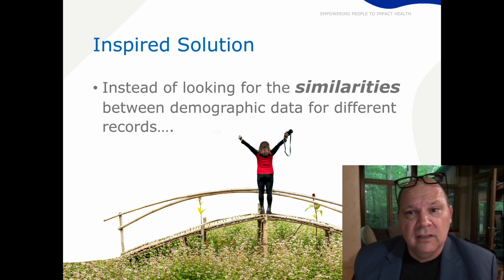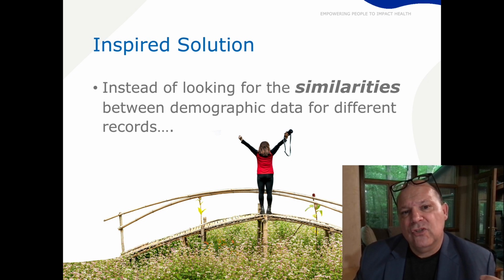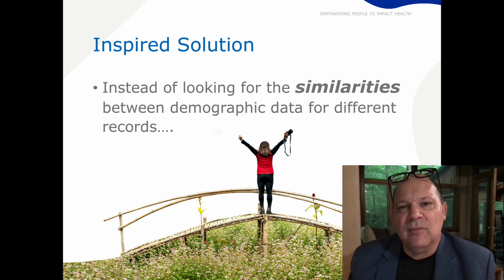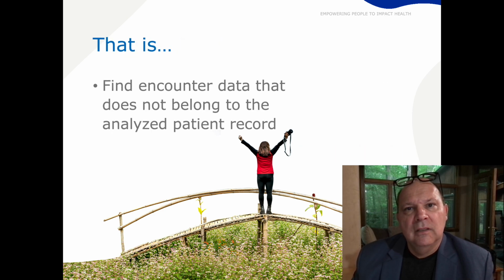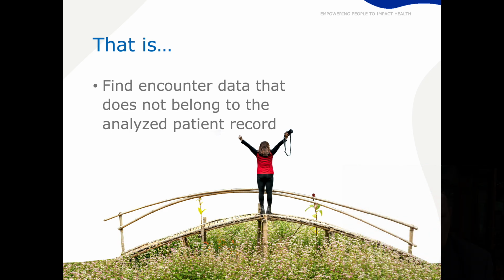But I had an epiphany. Instead of looking for similar data, why don't we look for dissimilar data? Data that's not the same. We can use the same algorithm to find all the encounters that belong to a patient, and then we can look for the ones that don't belong through the same technique, just using the inverse. That's how we find errant clinical data.